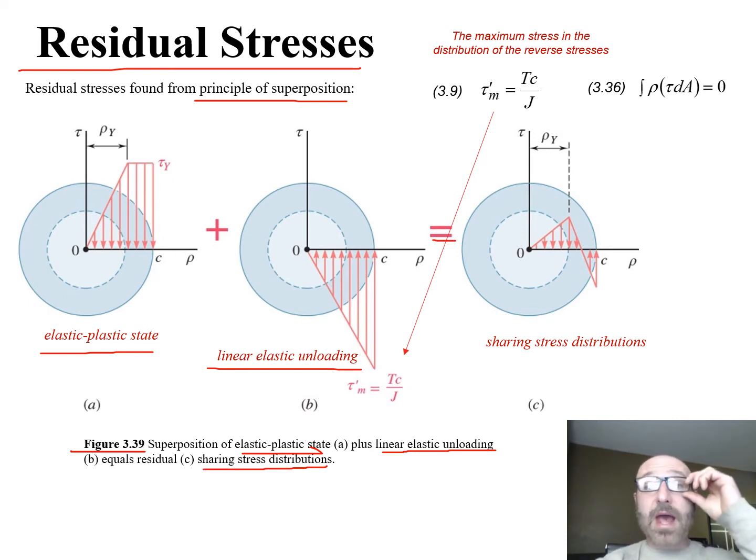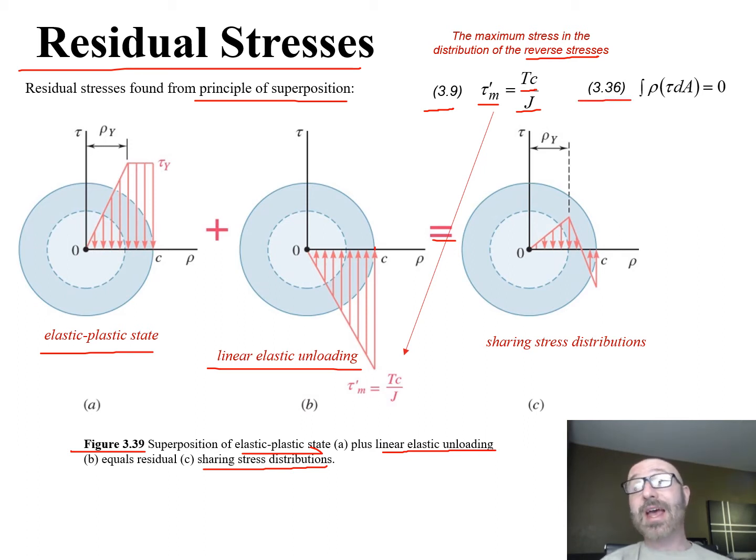So this relates back to equation 3.9 in our textbook. We have tau sub M is equal to TC over J, where now we can see that tau prime M, as we modify it here, is the maximum stress in the distribution of the reverse stresses. And this is equal to, again, TC over J, where T is the torque, C is that outer radius, and J is our polar moment of inertia. We also have the relationship shown here in equation 3.36, where the integral of rho times tau dA is equal to 0.